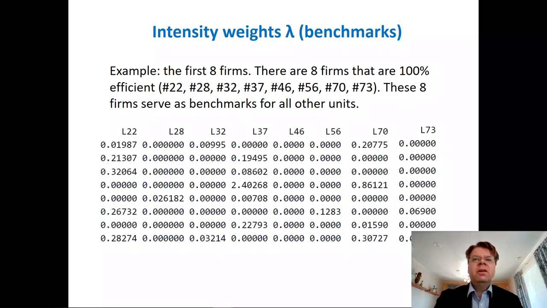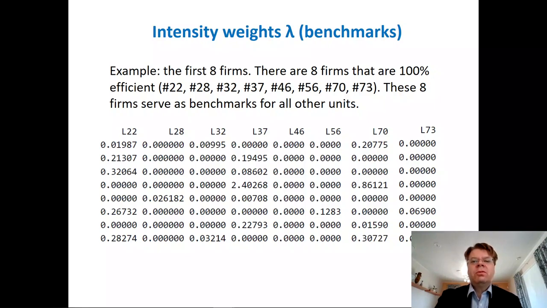And it is a linear combination, particularly in this constant returns to scale specification. And when solving this dual formulation in constant returns to scale, we find that there are 8 companies that get efficiency score exactly equal to 100%. So they are efficient, fully efficient firms. And here I have indicated on this second row the identity of those 8 companies. So company number 22, number 28, 32, 37, 46, 56, 70, and 73. Those particular companies are efficient companies according to the DEA assessment.